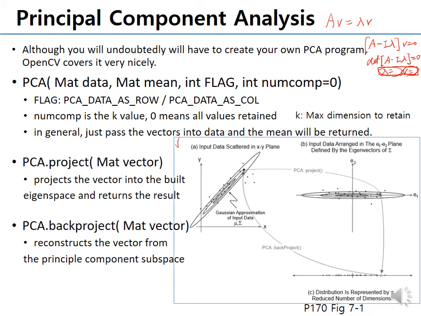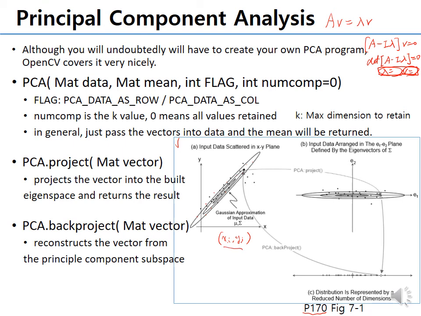This graph is taken from our textbook, page 170, figure 7-1. If you have two-dimensional data, xi and yi, this data can be expressed as a scattered point on the xy world. The purpose of PCA is to reduce the dimension of this data.